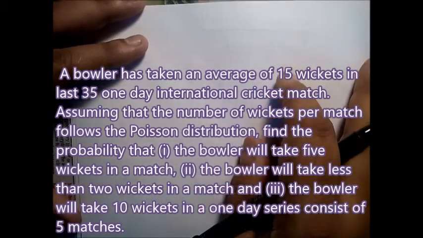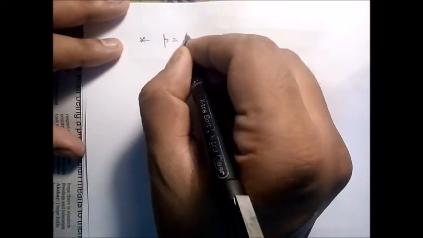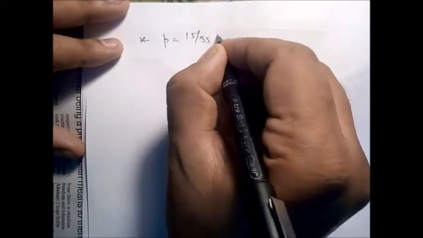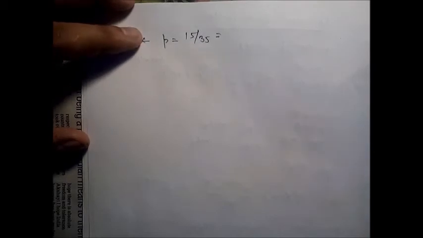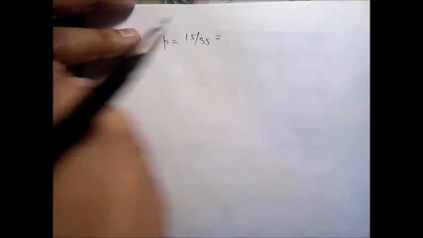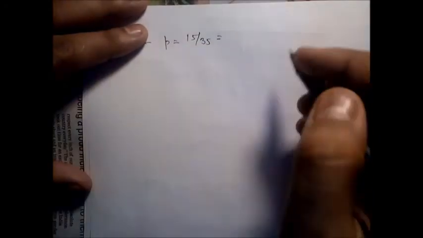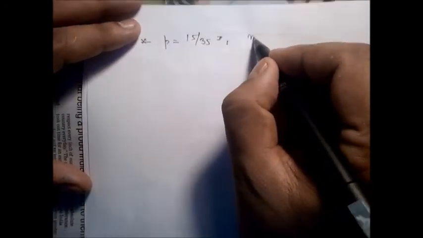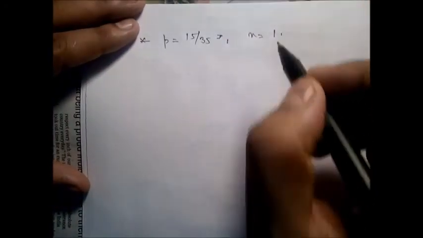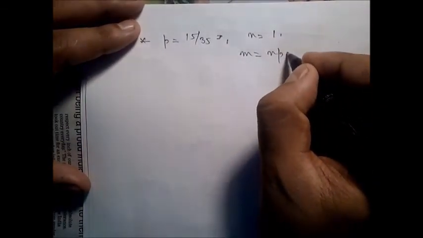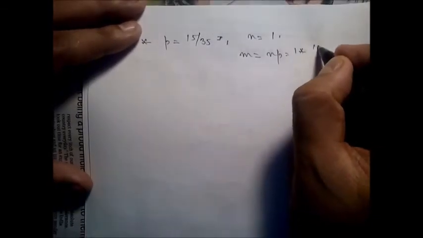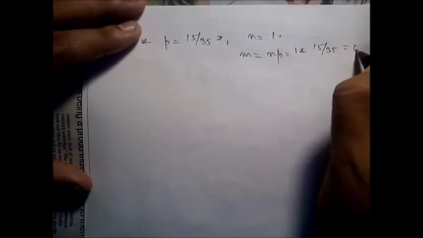Okay. So first of all, we have to identify the probability. So probability is what? 15 by 35. Why 15 by 35? A bowler has taken an average of 15 wickets in the last 35 one-day international cricket matches. So that's why p is equal to 15 by 35. And n is equal to, say, 1. So what is m? m is equal to np. So 1 into 15 by 35, that is 0.42.